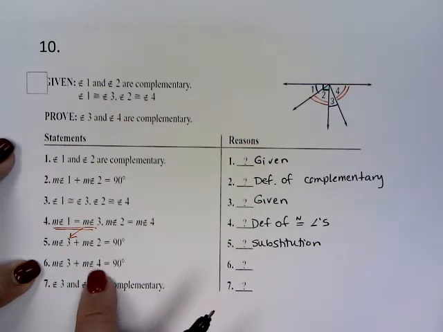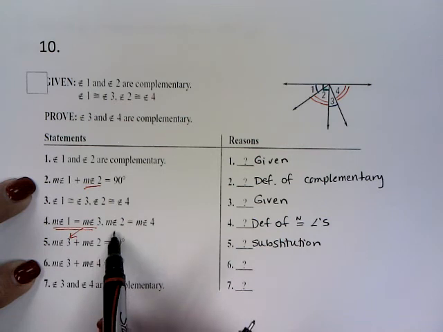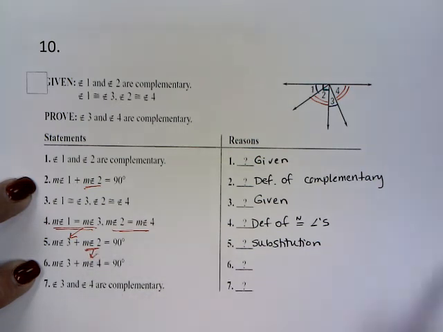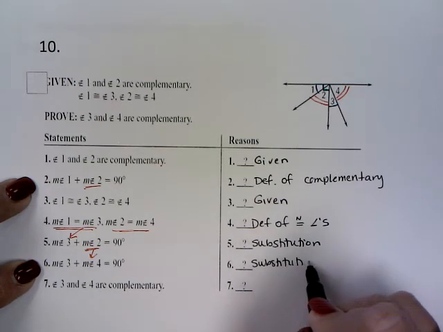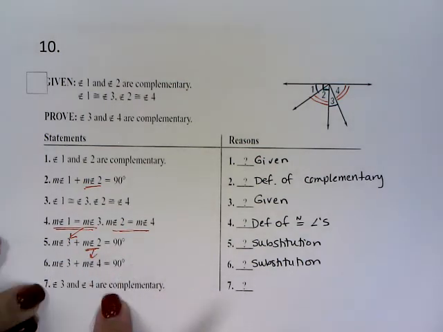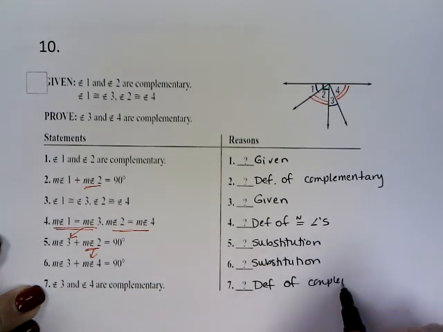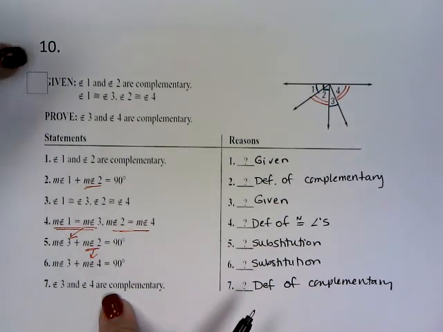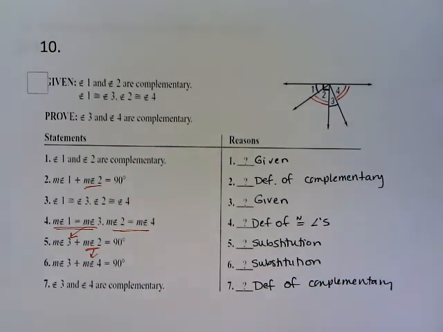Now I have 3 plus 4 is 90. Back to statement number 2, we know that we have angle 2. Well, angle 2 is right here, but we also know that 2 and 4 match, so all I did was substitute again angle 4 for angle 2. And now I went from those two equaling 90 to stating they are complementary. That's the backwards of the definition of complementary. This is exactly what I was trying to prove up here. So now I know that 3 and 4 are complementary is what I was trying to prove. I know my proof is now complete.